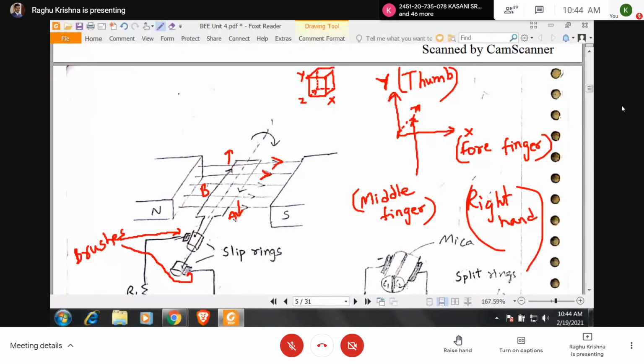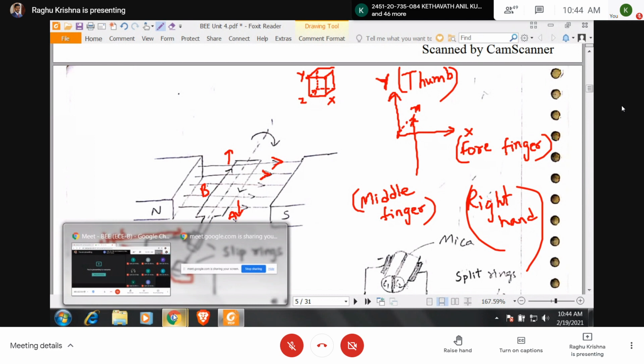Next, the direction of the conductor. So here B is moving up. So if the coil is rotated in clockwise direction, the conductor B will be moving up. So it is placed in the direction of the thumb. So what about the induced EMF and hence the current? So in this direction. So you are going to see the current in this direction. Is it clear? So once again I will explain.